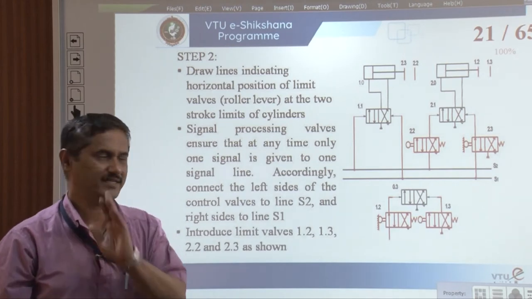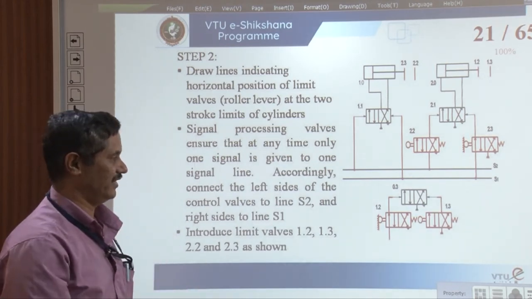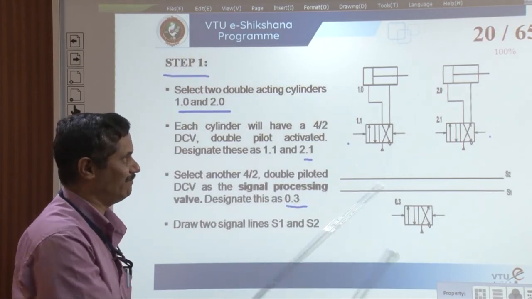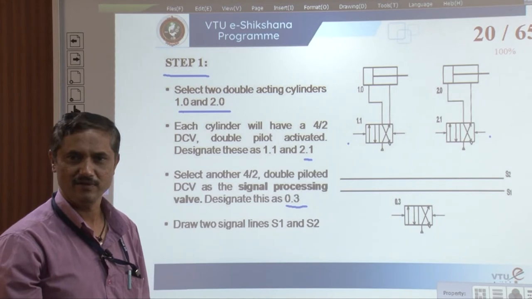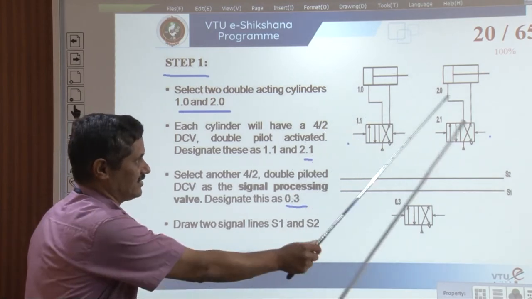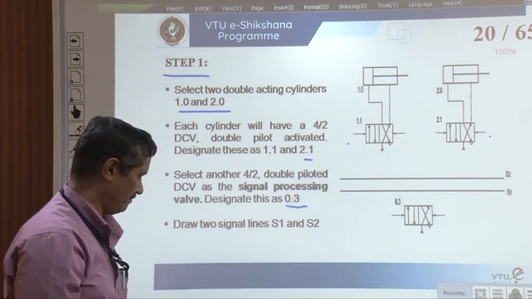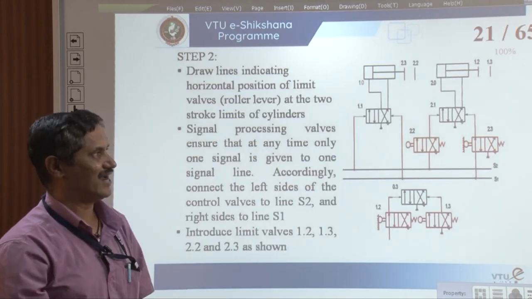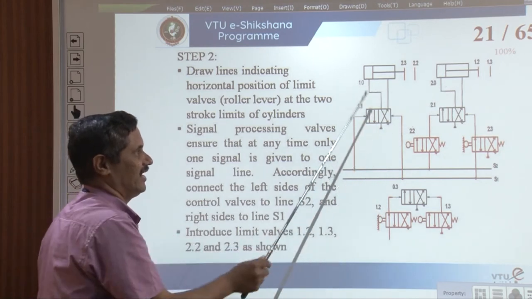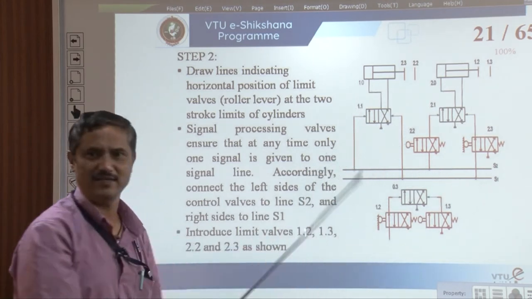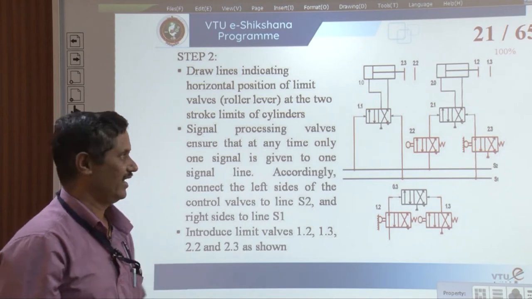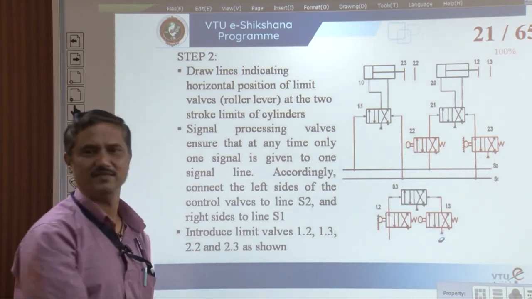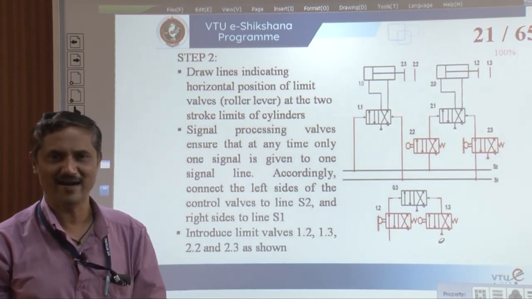What is in the next step? If you observe the previous and this, I have added some elements to this. Just observe that this is there, along with that I am adding. What is being added now? This was there earlier, two lines were there earlier. Now, in this slide, I have added this, this and this, this. So, there are four elements I have added.